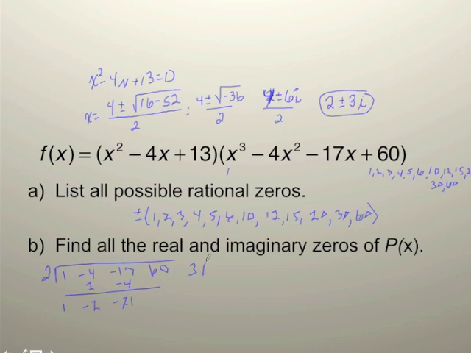Let's try the 3. 1, negative 4, negative 17, and 60. 1, 3 times 1 is 3, negative 1, 3 times negative 1 is negative 3, negative 20, and 3 times negative 20 is negative 60. All right, it worked.